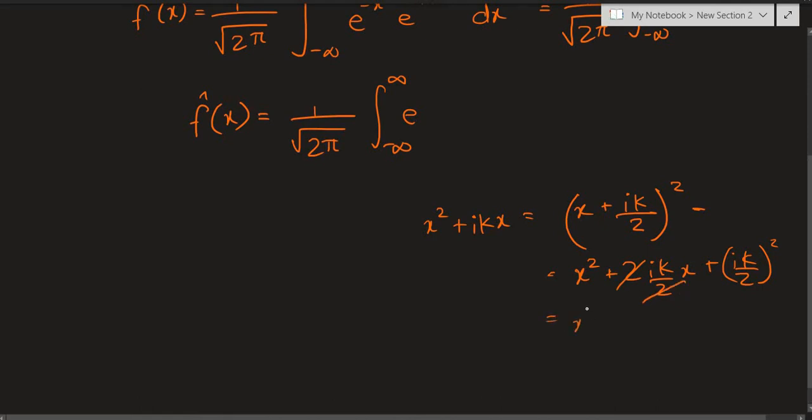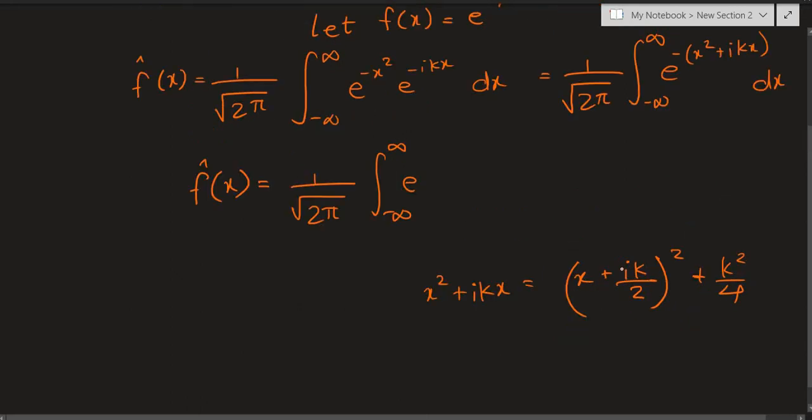The 2's are cancelling out. We have x squared plus ikx. i squared is negative 1, so we have negative k squared over 4. So now for this thing and this thing to be equal, we need to add a certain factor of k squared over 4, so that when you square this, you get negative k squared over 4. That gets cancelled with this k squared over 4, because we want to have this term in the end, right? That's why we introduce this factor by the end.